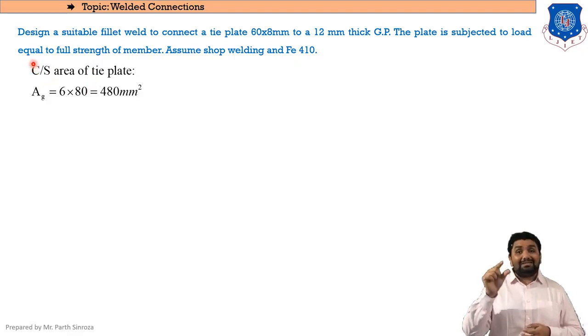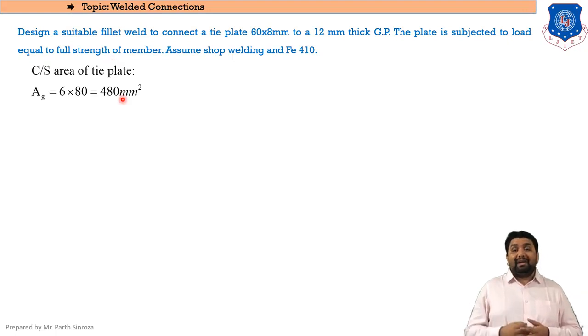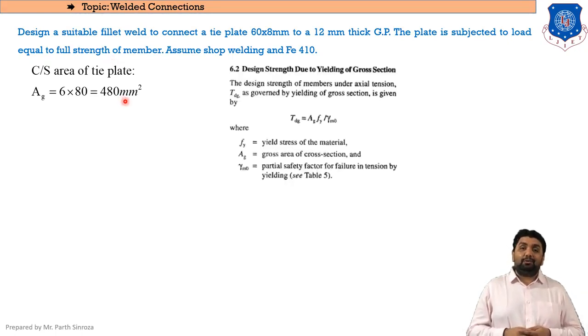That the plate is subjected to a load equal to the full strength of the plate or the full strength of the member. Clear? So to identify this full strength of member, you need to go to page number 32 of your IS code. Here you can see that clause 6.2 is mentioned. It is given as design strength due to yielding of gross section.